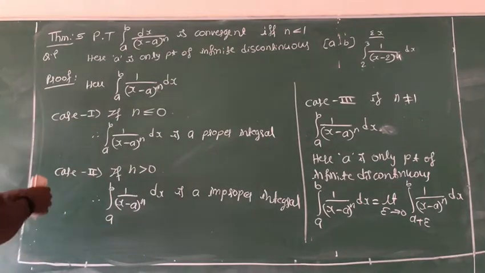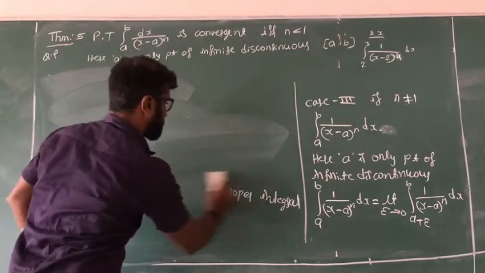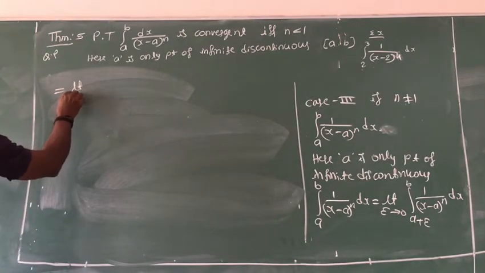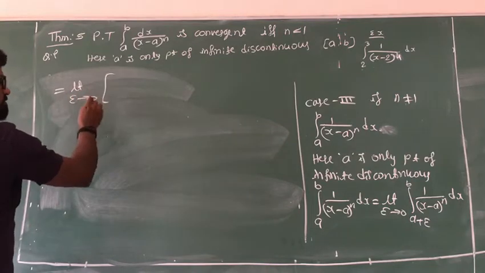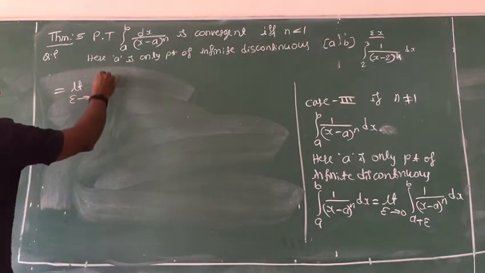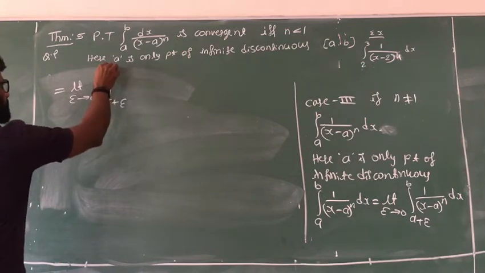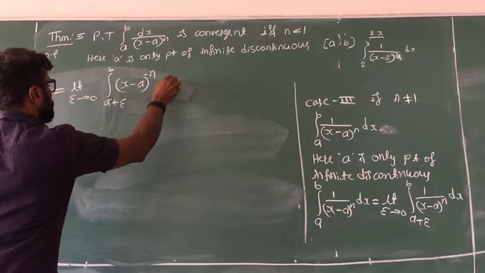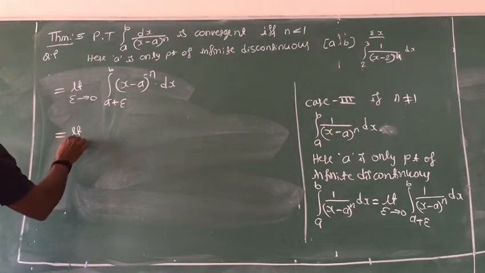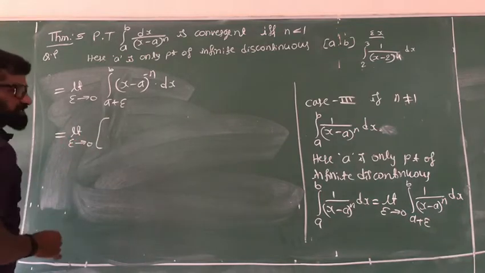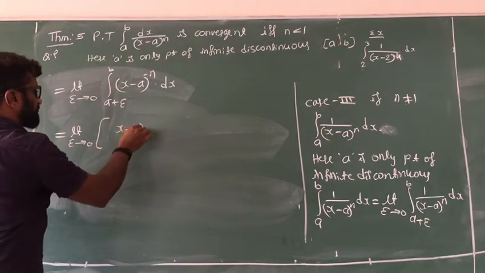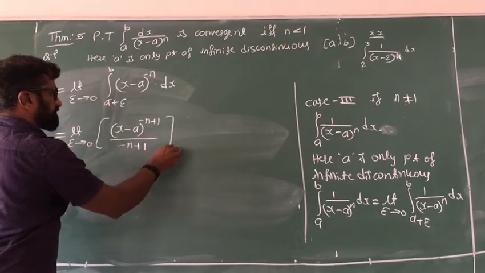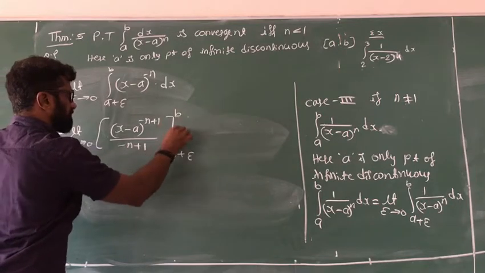Further examples. Next, integrate: limit as epsilon tends to 0, integration of a plus epsilon to b, (x minus a) raised to minus n, dx. That equals limit as epsilon tends to 0 of [(x minus a) raised to n plus 1, divided by n plus 1], evaluated from a plus epsilon to b. Call this equation a.